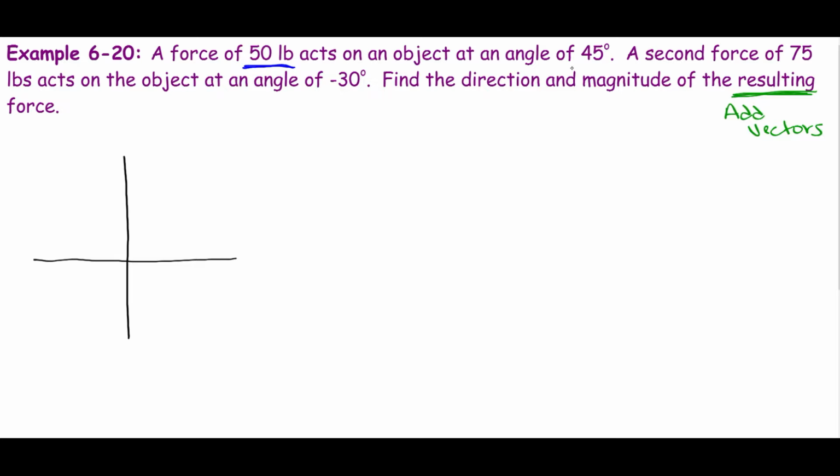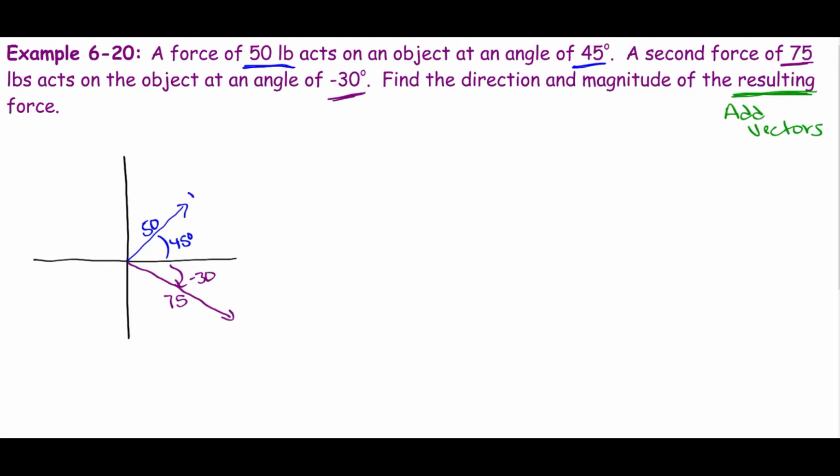So again, if we sort of visualize what we have here, we have this first one, which is 50 pounds acting on 45 degrees. So this would be sort of in here, 45 degrees, and this would be a magnitude of 50. And then we have a second force of 75 pounds acting at negative 30 degrees. So that would be here. So this is negative 30, and this has a magnitude of 75 pounds. So what we're looking for is the resulting vector, so we want to add those two vectors together.